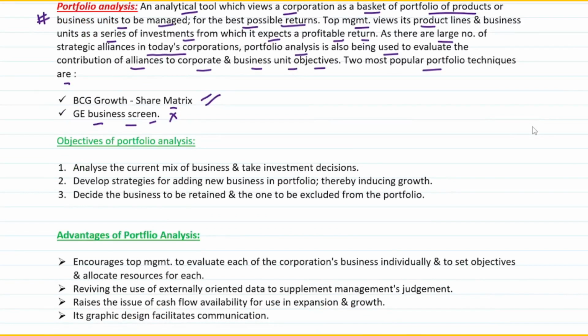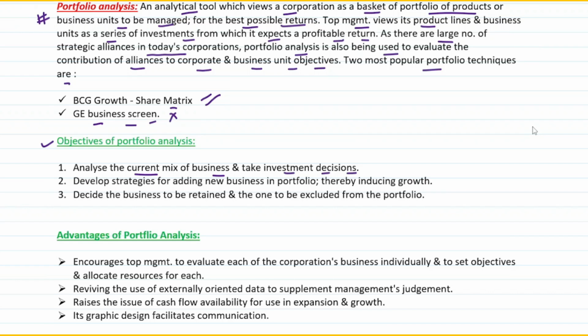Now, what are basically the objectives of portfolio analysis? What does a portfolio analysis do? It analyzes the current mix of business and takes investment decisions. So you need to know what is the current mix. Now this mix can be basically a mix of the products that you have, or basically the mix of the business units, and you take investment decisions as per that. So whatever the mix is, and for the growth of the business, if some investment needs to be done, that would be completely based on the portfolio analysis.